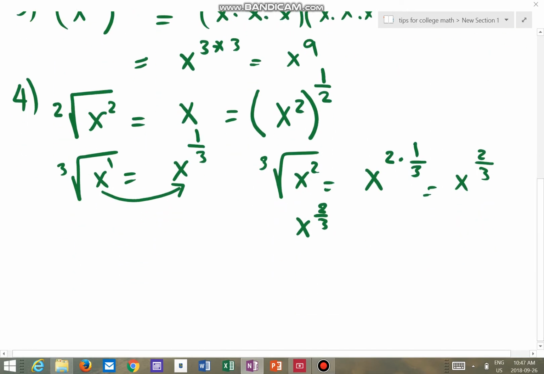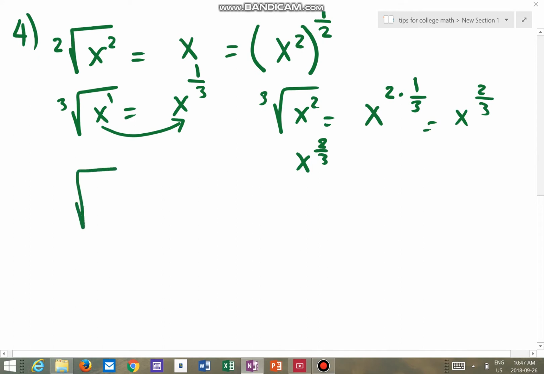For any general n root of x, that will be x to the power 1 over n. What if I have x to the m underneath? Well, all I need is to put that fraction as m over n as the power of x.